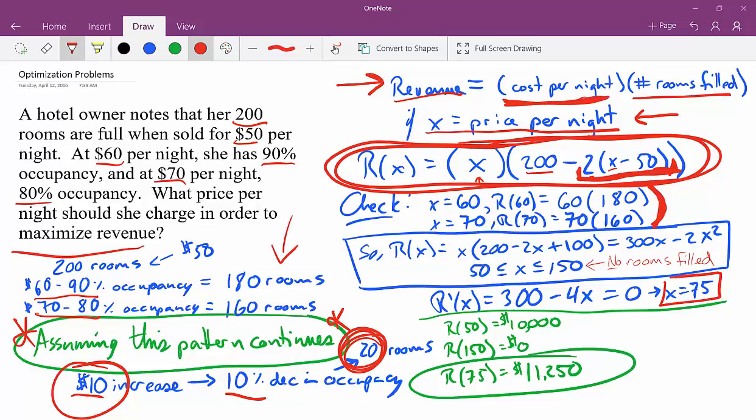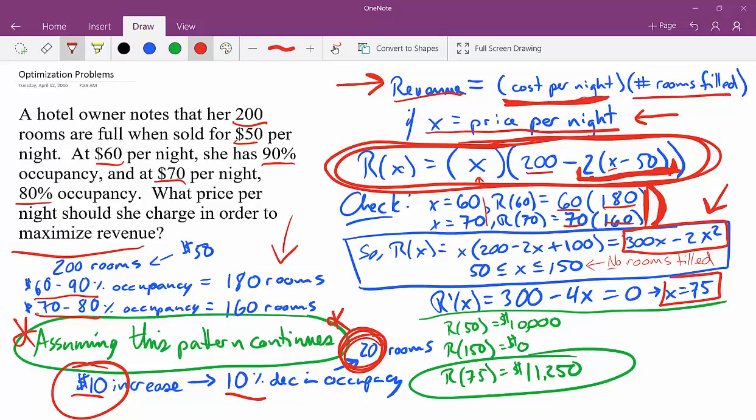So in this case, we've plugged in the two x values that we know and figured out what R is going to give us. We really don't care what the revenue itself is. We just care that we have 60 and 180 per night, 70 and 160 per night. Finally, down here, the blue box, we've got just a restatement of our revenue, simplifying it. So the simplified function is 300x minus 2x squared.